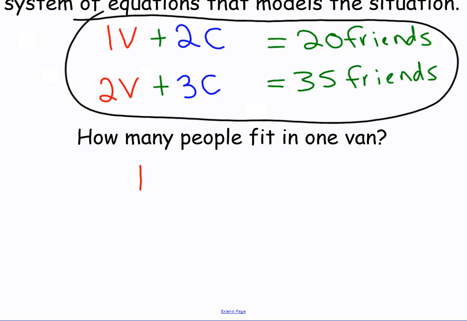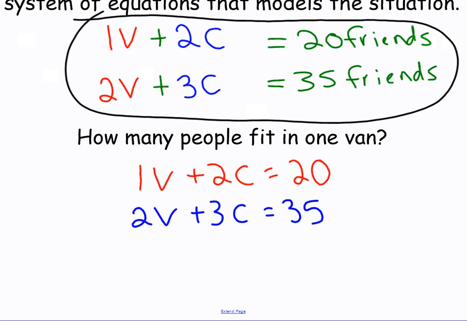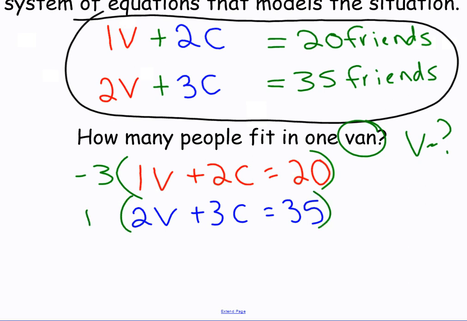So I'm going to rewrite my system. 1b plus 2c equals 20. And then I have 2b plus 3c equals 35. Again, you don't really care about the units when you're solving. I like linear combination. So I'm going to go ahead and change both equations because I'm trying to solve for van. I want my c, my car, to cancel. So multiply this first one by a -3. And I'm going to multiply the second one by a +2. Let's see what we get.